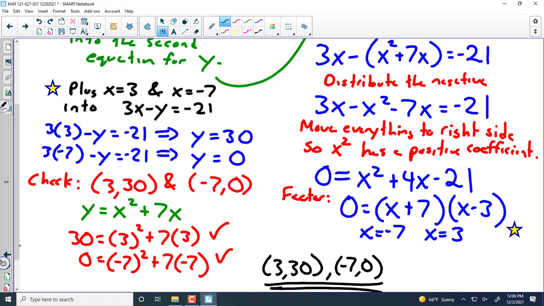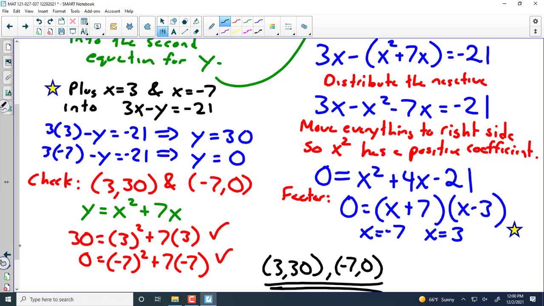Obviously, these are harder than the ones where they're both lines, because you're going to be looking for multiple answers, and you don't always know how many answers you're looking for. But as long as you use one of your two equations to find the answers, and then use the other one to check your answers, you should be in good shape.